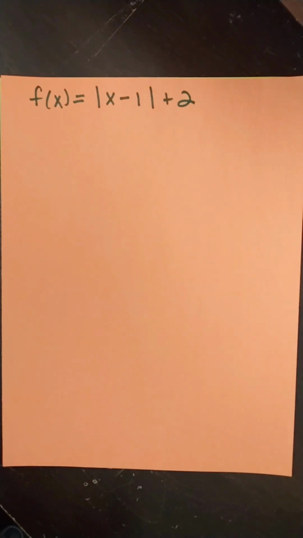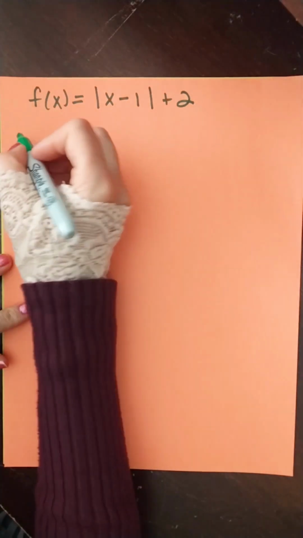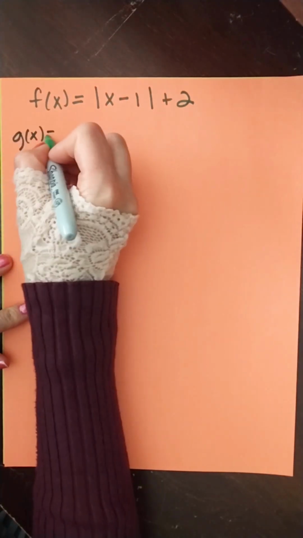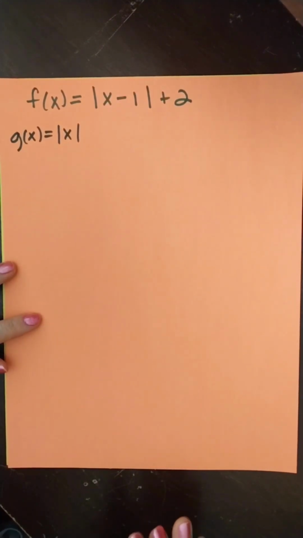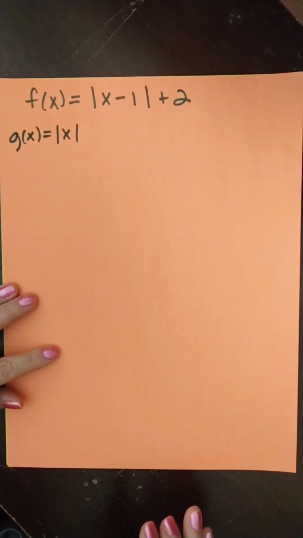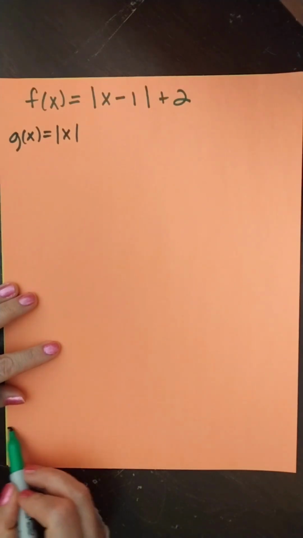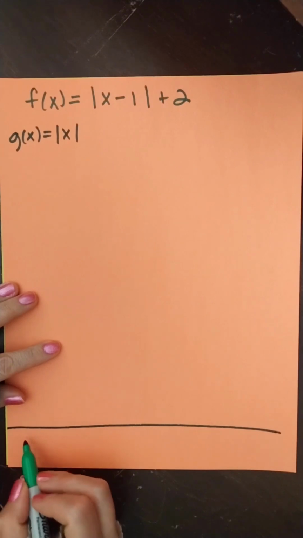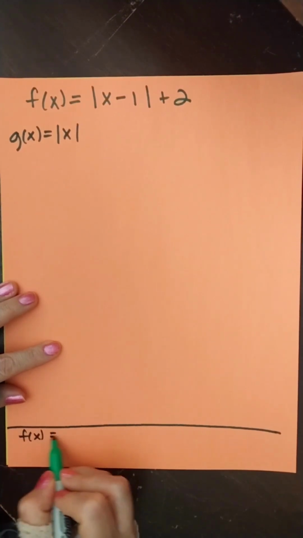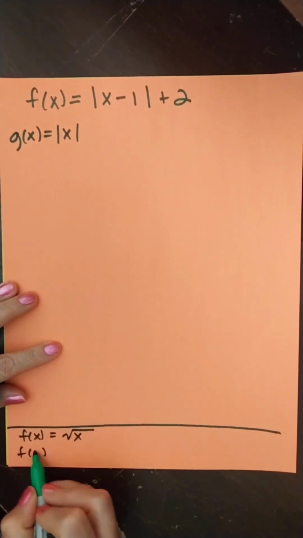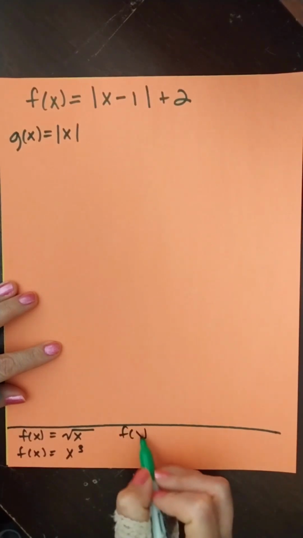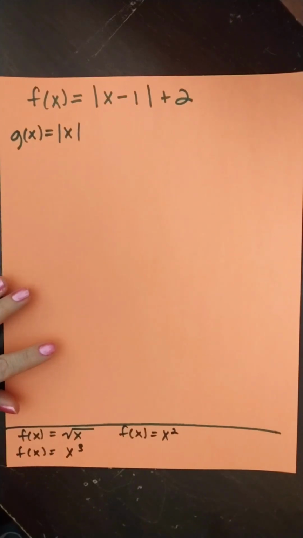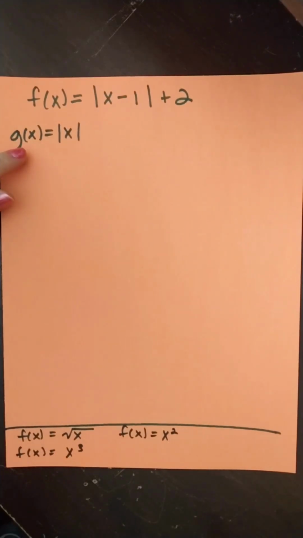And in this case, it'll be the absolute value function. So I'm just going to label it g of x, and it's going to be the absolute value of x. In your text, you have the different functions that you'll be doing transformations on. For example, you have f of x equals the square root of x, f of x equals x cubed, f of x equals x squared, and so on. One of them will be the absolute value of x.